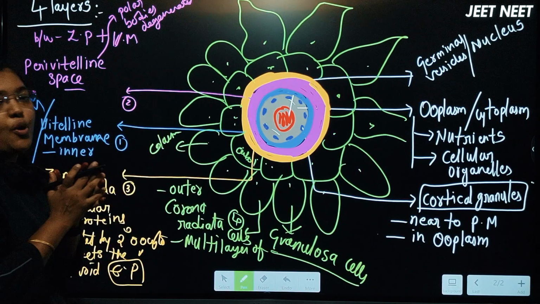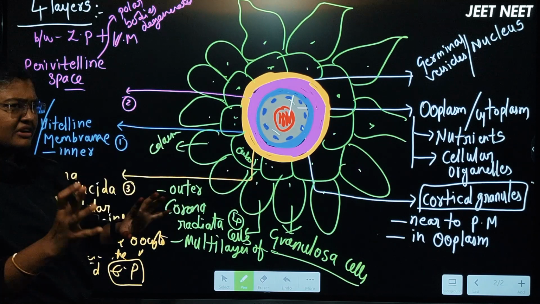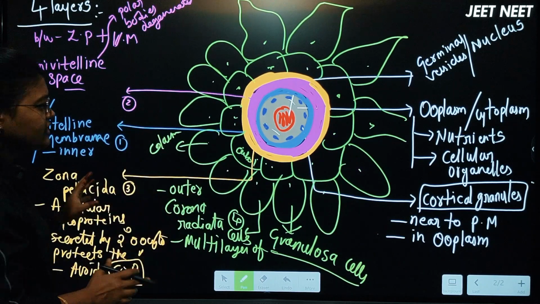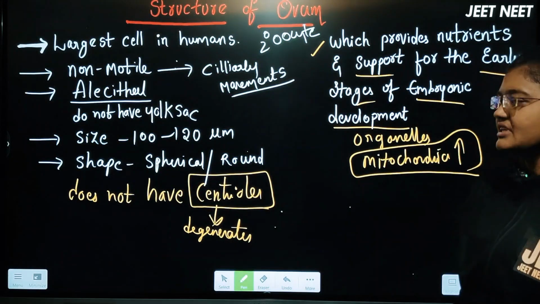If I revise the points here, please listen carefully. Ma'am, you did not talk about the cortical gland. Okay, let me revise all the points. Then we will get the points here, right. As I told you, the structure of the ovum, I am just doing the revision here.